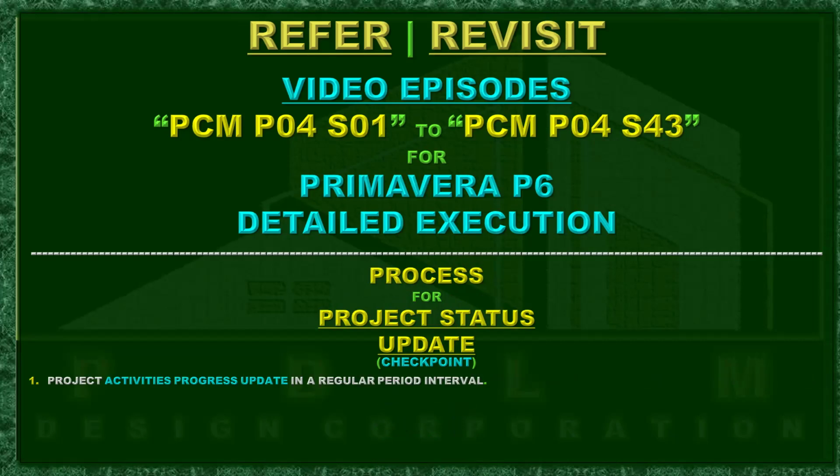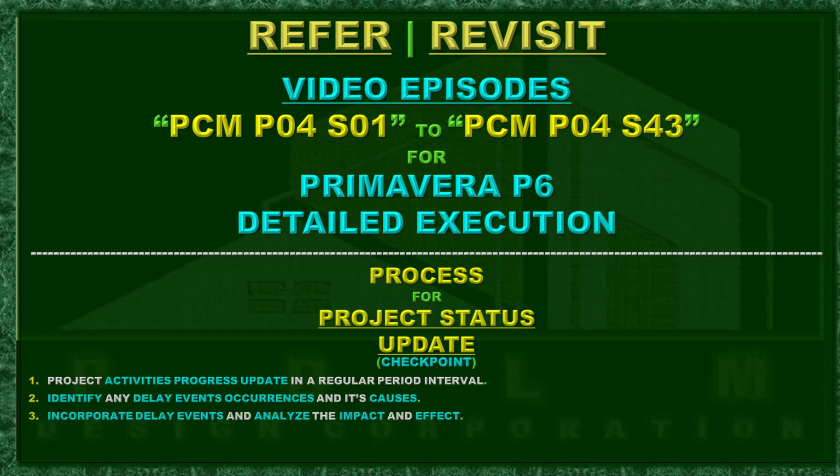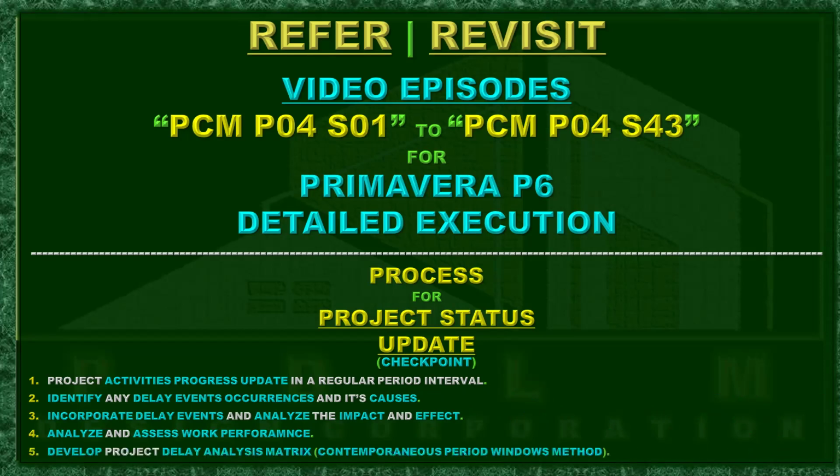Okay, number one, project activities progress update in a regular period interval. That means we have to update our project schedule progress in a regular period interval. Number two, identify any delay events, occurrences, and their causes. Number three, incorporate delay events and analyze the impact and effect. Analyze and assess work performance, and develop project delay analysis matrix, the contemporaneous period windows method. When you say work performance, that is how the contractor performed the work.